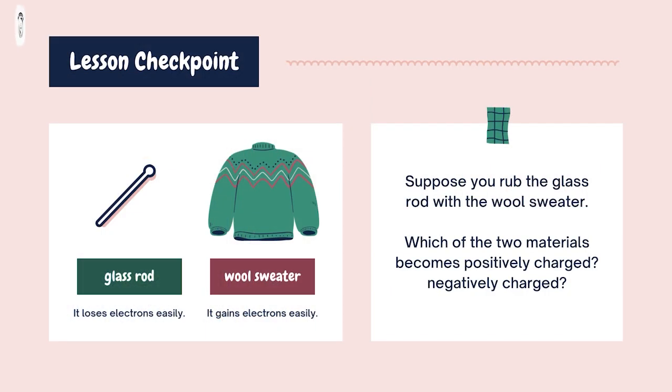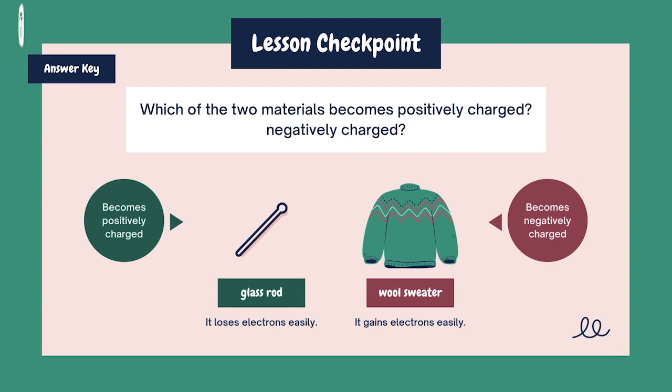Similarly, if you rub a glass rod on a wool sweater, what happens? The glass rod loses electrons and the wool sweater gains electrons. The one which gains electrons is negatively charged, and the one which loses electrons is positively charged. Therefore the glass rod is positively charged and the wool sweater is negatively charged.